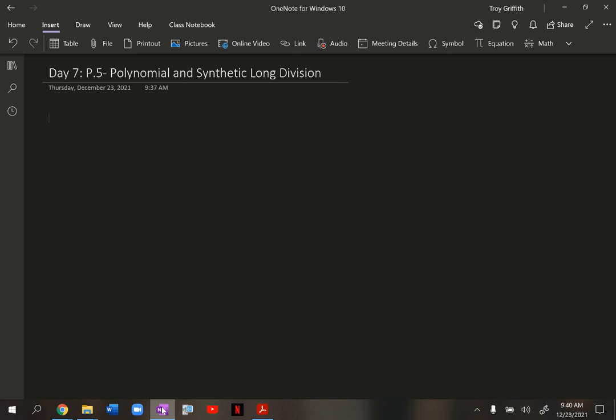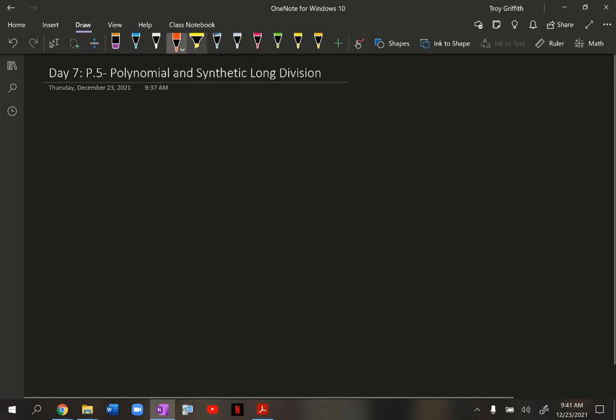So dividing polynomials, one of the reasons why we need to be able to do this is because sometimes there are things that don't look like they can be factored, but they can be factored using something called polynomial division. And there's a couple different ways to do polynomial division. The one that we will focus on the most is synthetic division, but I will talk some about long division here at the very beginning.